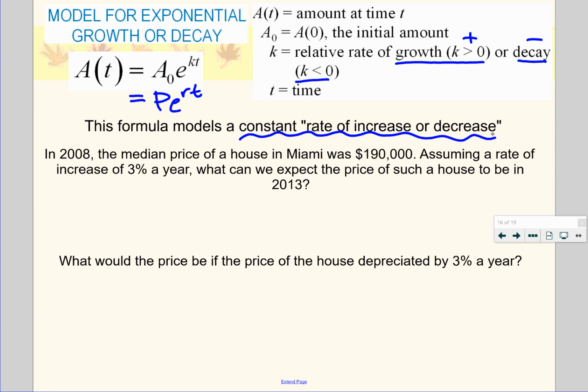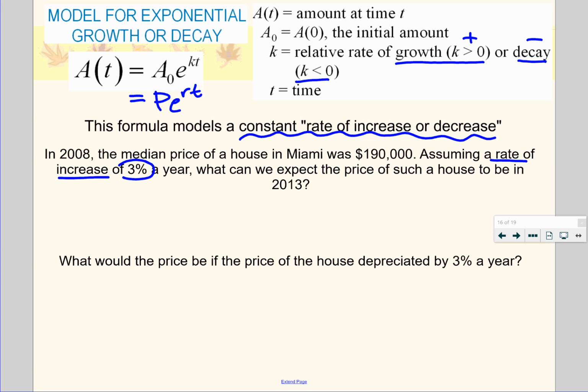So this example, it's kind of a two-parter. It says in 2008, the median price of a house in Miami was $190,000. Assuming a rate of increase of 3% a year, what can we expect the price of the house to be in 2013? So again, keywords here, rate of increase.